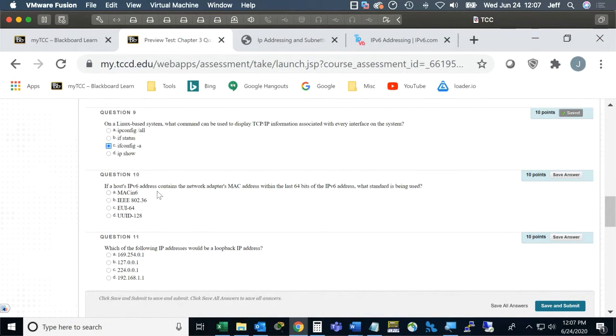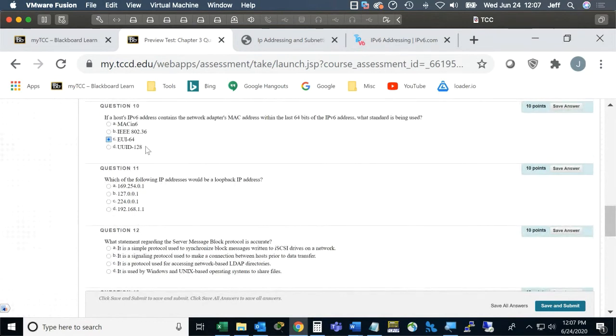If a host IPv6 address contains the network adapter's MAC address within the last 64 bits of the IPv6 address, what standard is being used? C, right? I'll admit I'm a little rusty on IPv6, but that is sounding like it's the EUI-64. Lots of C's. Yeah, but don't rely on that.